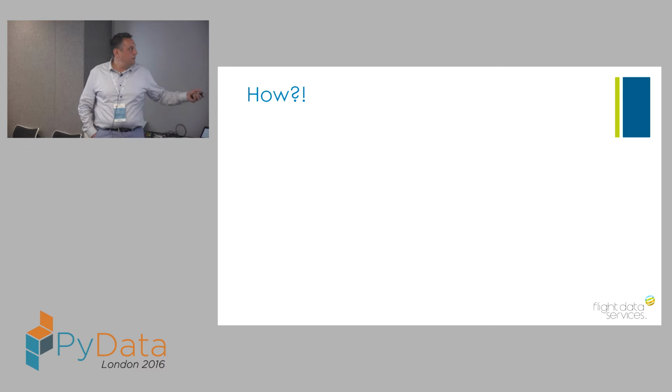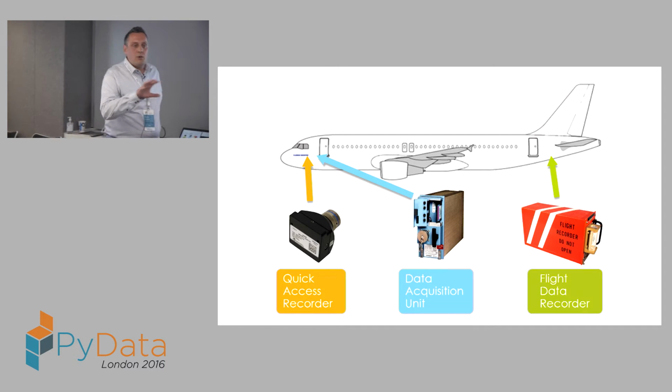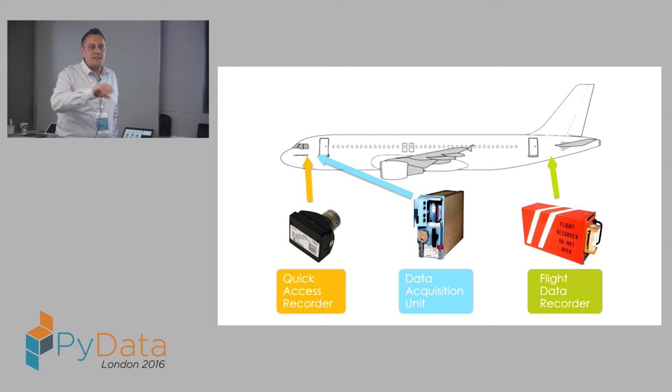Sorry, could you explain again? What's the difference in the data between the data acquisition unit and the flight data recorder? The data acquisition unit is just an electronic box that collects the signals. Isn't that what the flight data recorder does? You have to collect the signals in one place, then you distribute this by wires to the flight data recorder.